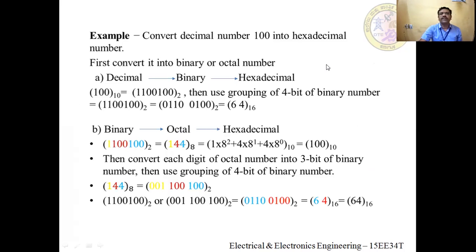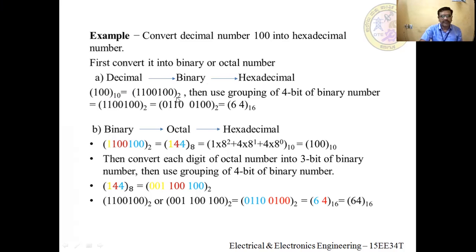So what is given here? Convert the decimal number 100 into a hexadecimal number. Here I will be using the indirect method. First I will convert decimal to binary, and then from binary to hexadecimal. So what is the given number? The given number is a decimal number, 100. So you convert 100 to binary.